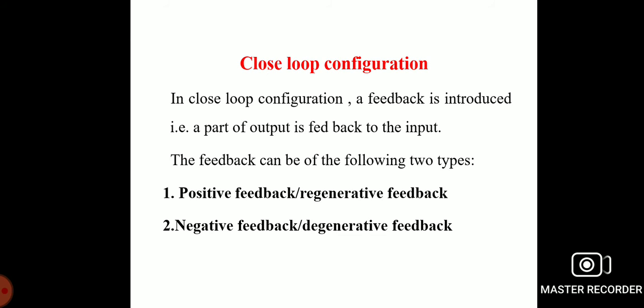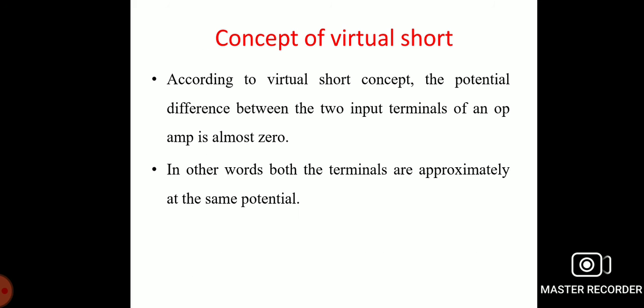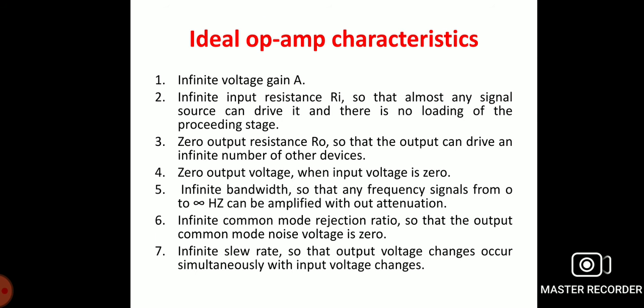And what is the ideal operational amplifier? The important characteristics of an ideal operational amplifier: first, infinite voltage gain, A. Infinite input resistance, Ri, so that almost any signal source can drive it and there is no loading of the preceding stages. Zero output resistance, R0, so that the output can drive an infinite number of other devices.